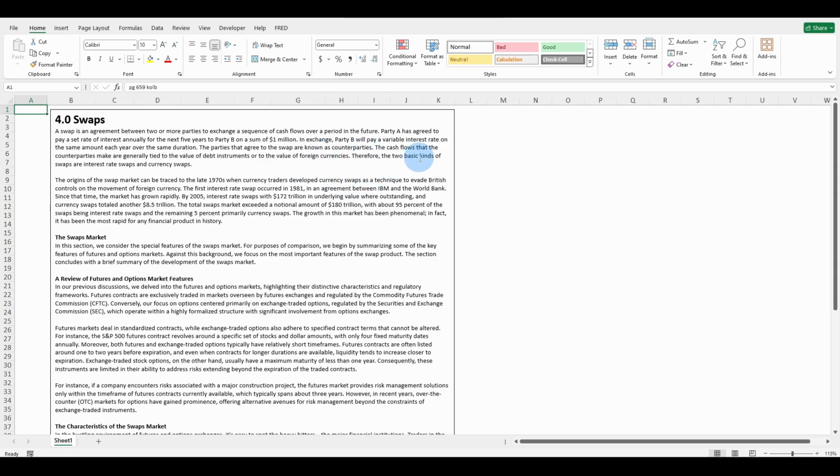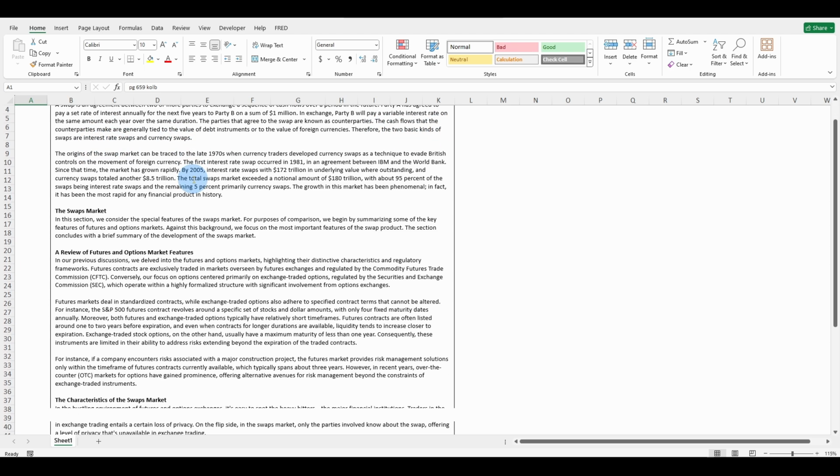The cash flows that the counterparties make are generally tied to the value of the debt instrument or to the value of the foreign currency. Therefore, the two basic kinds of swaps are interest rate swaps and currency swaps.